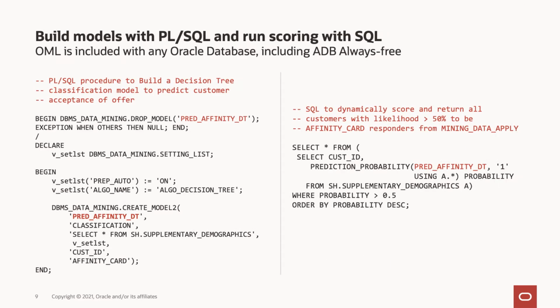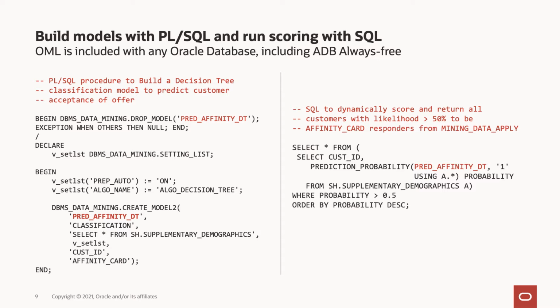So for example, on the left-hand side here, I have a creation of a model using PL/SQL. And you're going to notice that highlighted in red is the name of that model. So I'm using at the top, making sure that that model does not exist, right? So I have to delete it if it does. But then when I create that model, I name that model. I have that specific name, and that model is going to be stored in the database with that name.